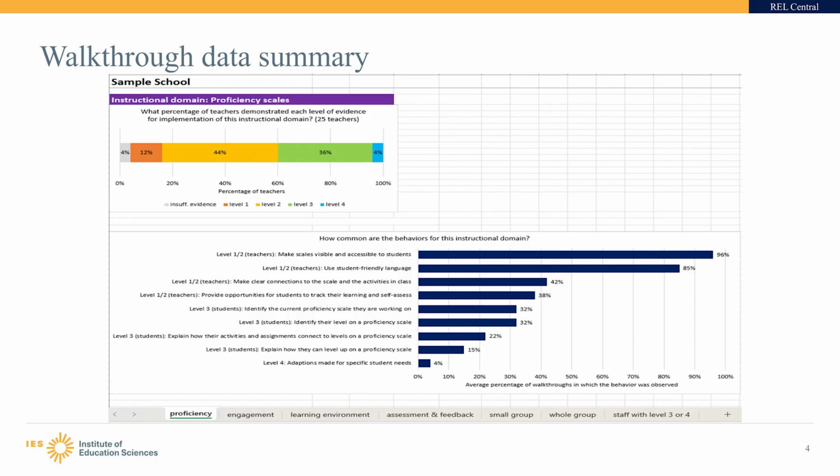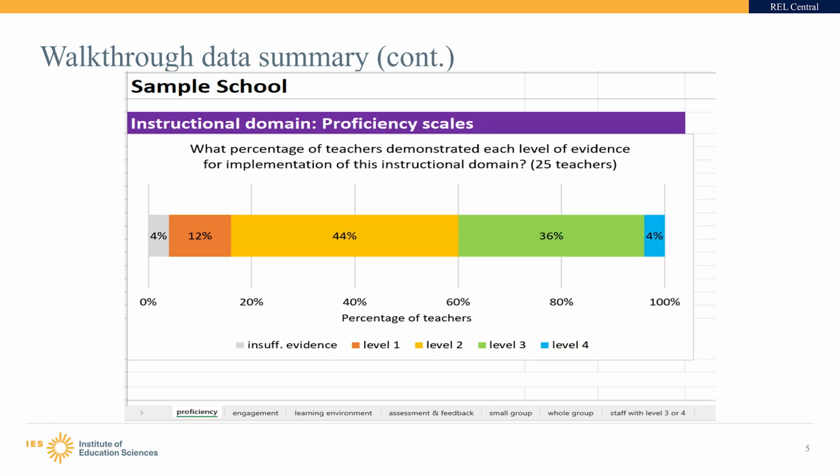Each tab along the bottom in the data summary focuses on a different domain assessed in the walkthrough form, such as proficiency scales or engagement. For a given domain, for example, proficiency scales in this case, the top graph shows the percentage of teachers demonstrating each level of implementation overall. In the example shown, 4% of teachers demonstrated level 4 implementation, 36% demonstrated level 3 implementation, 44% level 2, and 12% level 1, and 4% have insufficient evidence.